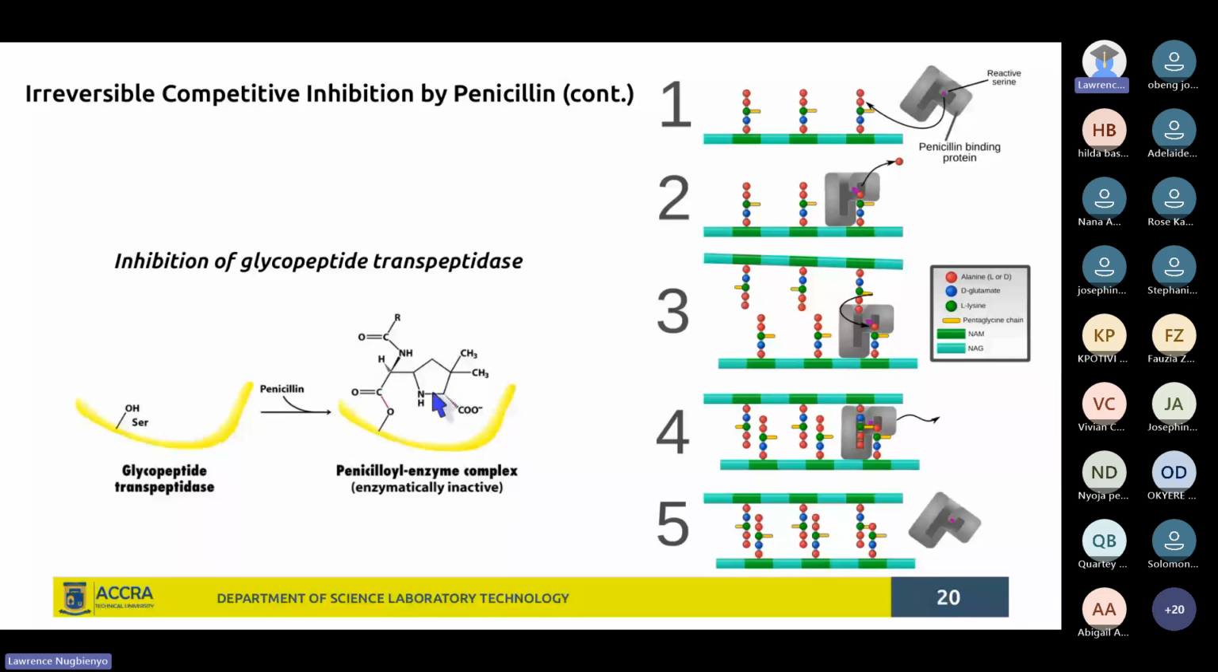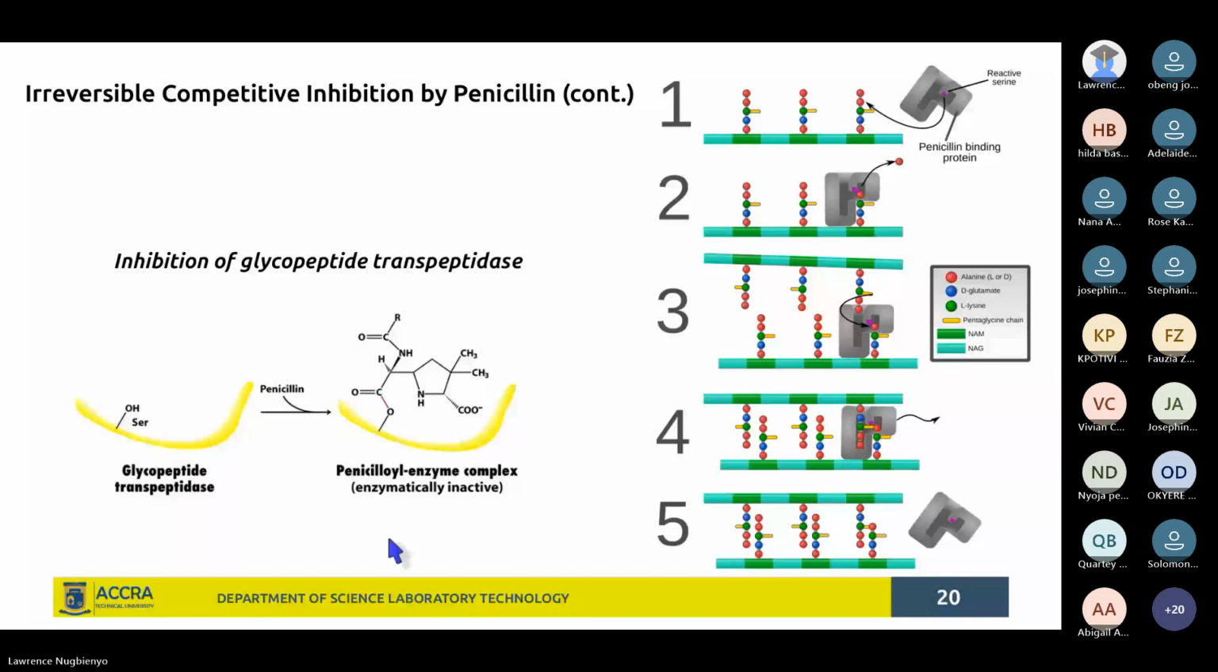And once the enzyme is inactive, the biosynthesis of the glycopeptide is inhibited. And once that is inhibited, then of course, you cannot have the formation of the bacterial cell walls. All right.